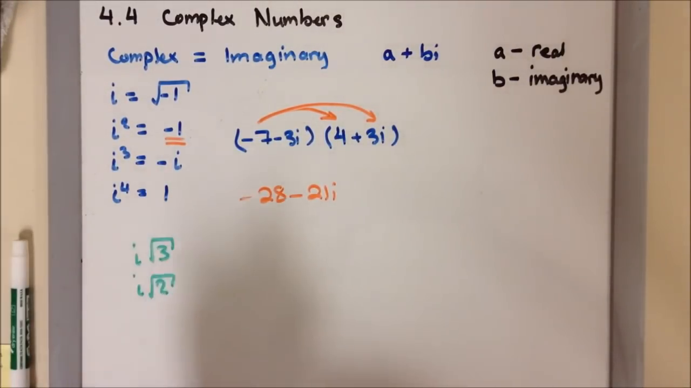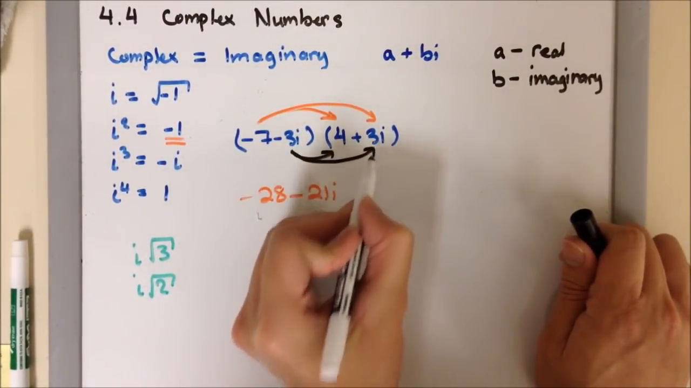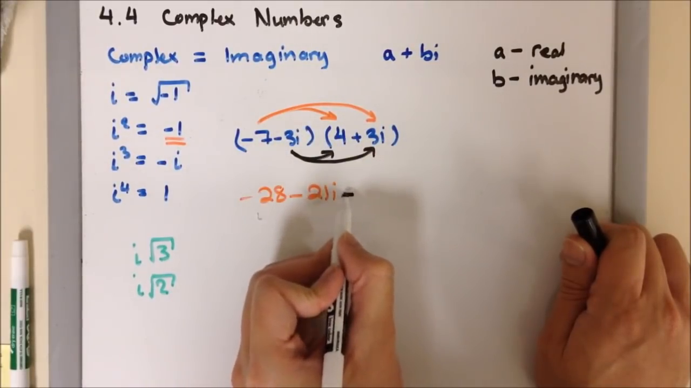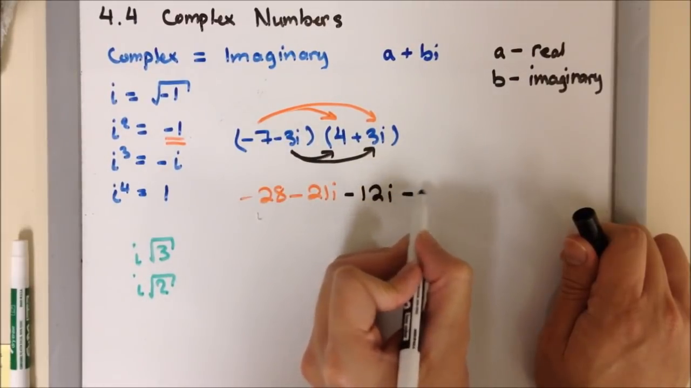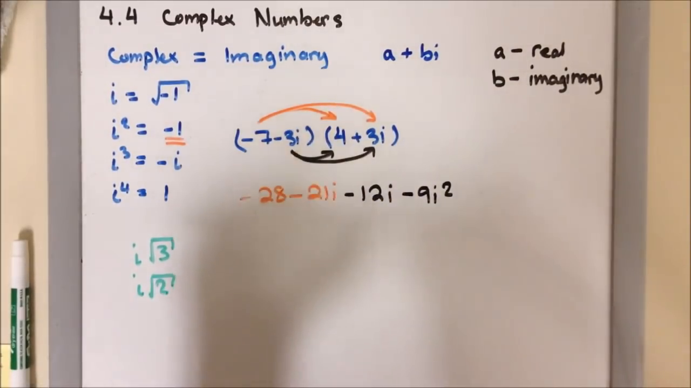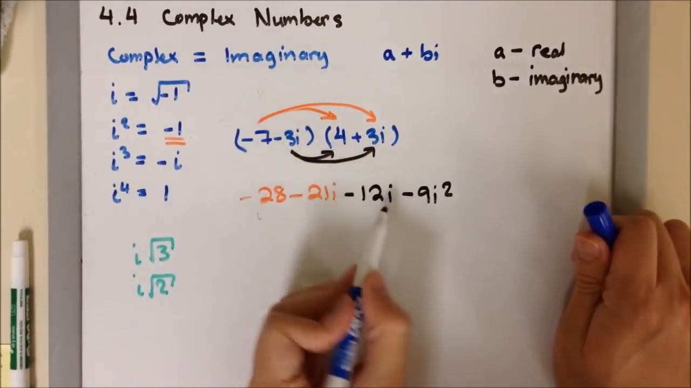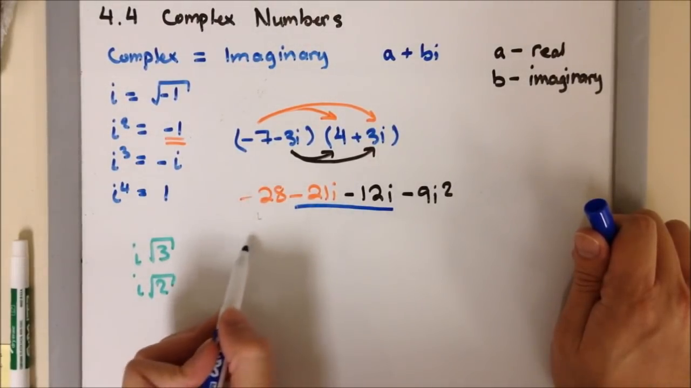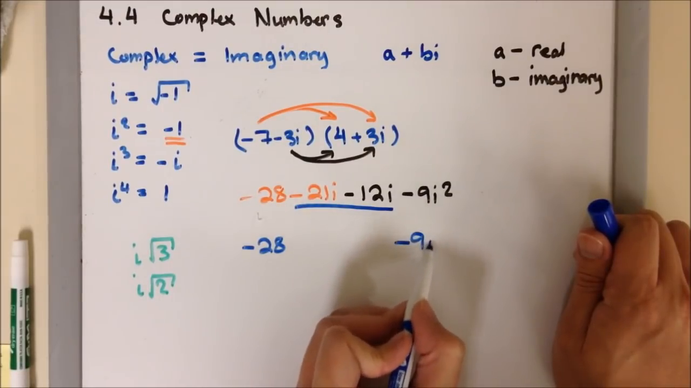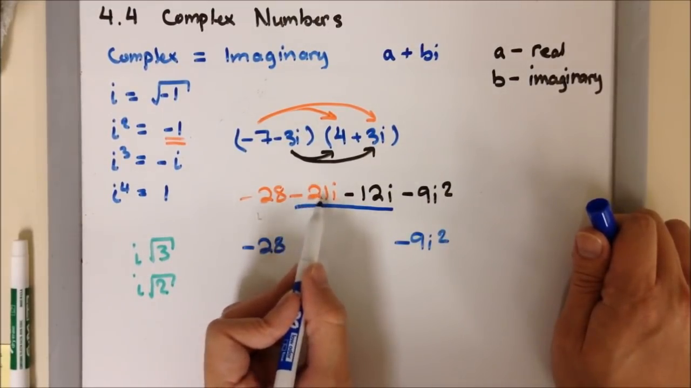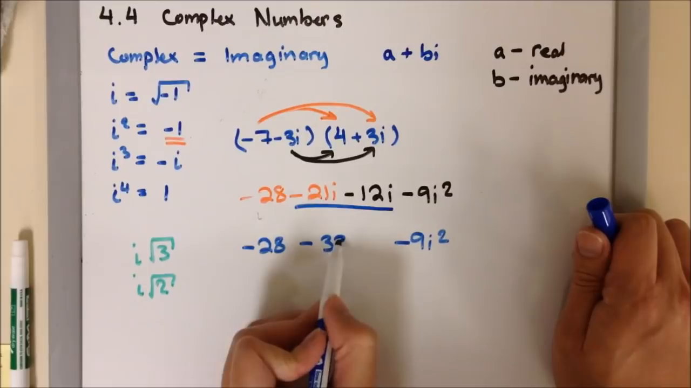And then, negative 3i times the 4 and negative 3i times the 3i. So negative 3i times the 4 would be negative 12i. And then negative 3i times 3i would be negative 9i squared. So I'm going to combine my i's because they're like terms. So my negative 28 will stay the same. And my negative 9i squared will also stay the same for the moment. Negative 21i minus 12i will be negative 33i.